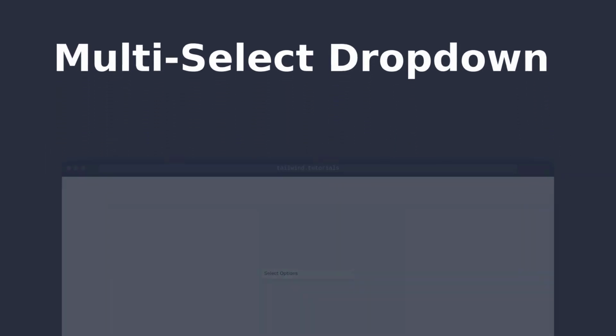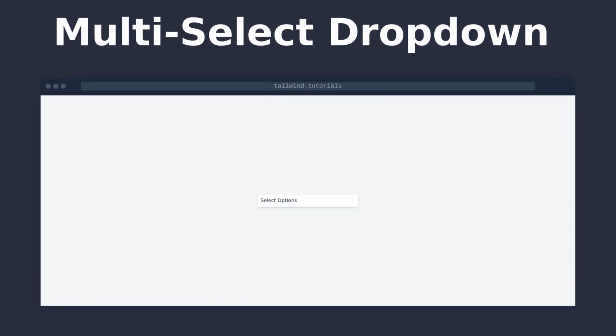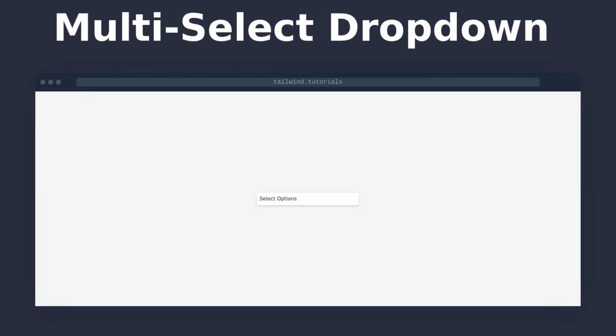Welcome to Tailwind. In today's video, we're going to build a sleek and functional multi-select drop-down UI component using Tailwind CSS. By the end of this tutorial, you'll have a component that looks just like the one you see on the screen right now. Let's dive in.